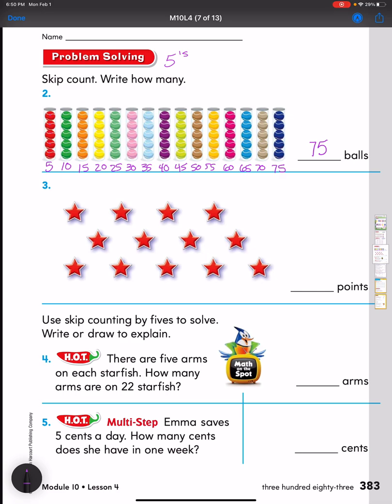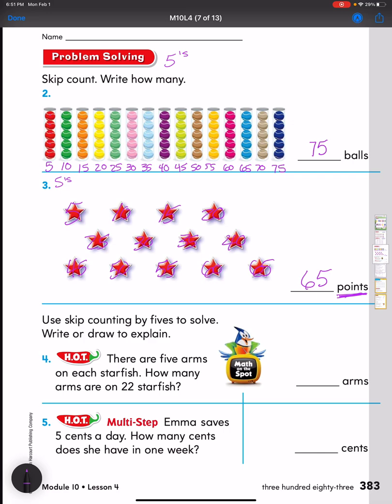So this time, we're not just counting stars, we're going to count the points on the star. So each star has 1, 2, 3, 4, 5. So we'll count them by fives to find out how many points there are on all of these stars. So I could say 5, 10, 15, 20, 25, 30, 35, 40, 45, 50, 55, 60, 65. There's a total of 65 points on all of these stars.